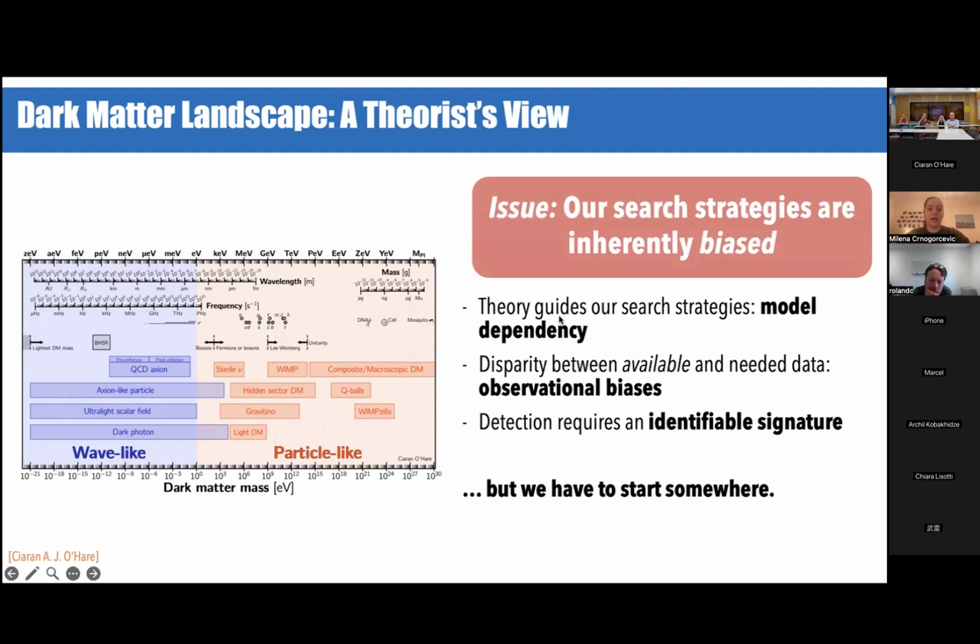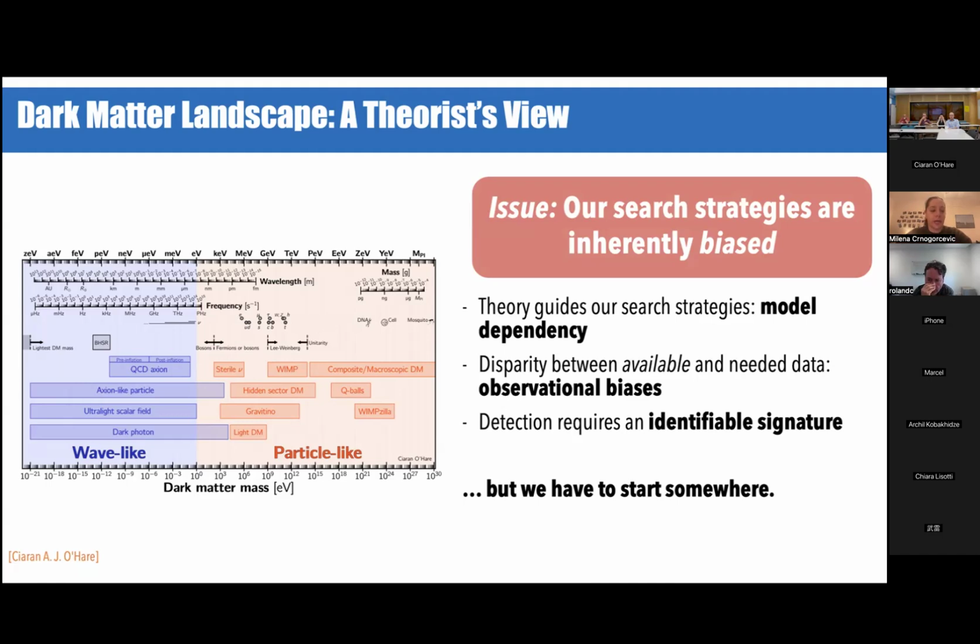And as such, seeing that we have a really broad range of properties to probe, we have to start somewhere. And the issue with having to start somewhere is that our search strategies will be inherently biased. Of course, the theoretical assumptions and theory guide where we search for these dark matter signatures, and of course that depends on models that we use to describe those signatures.